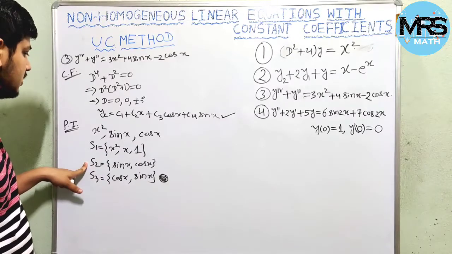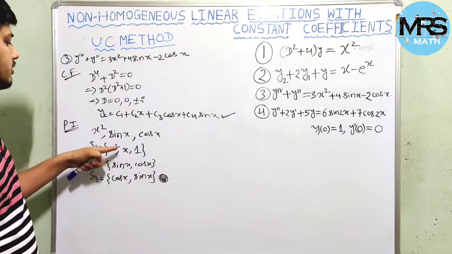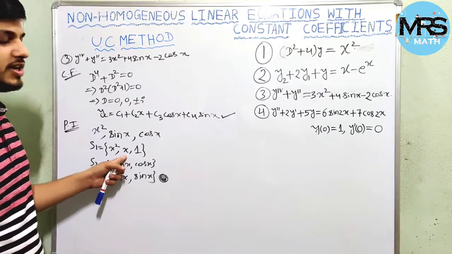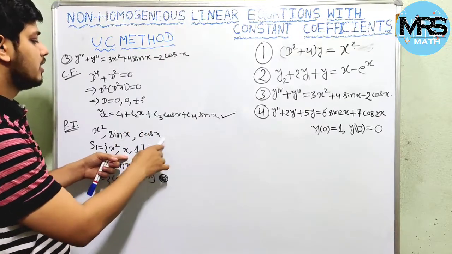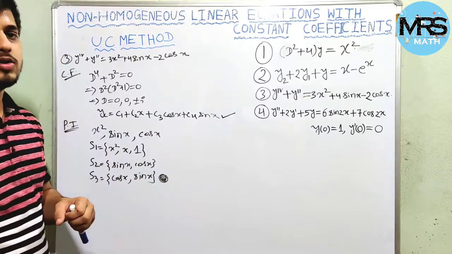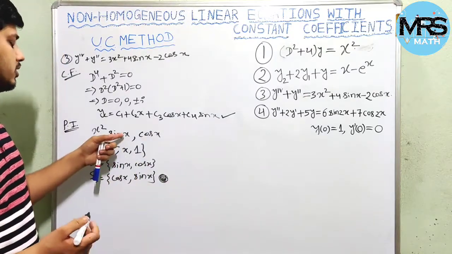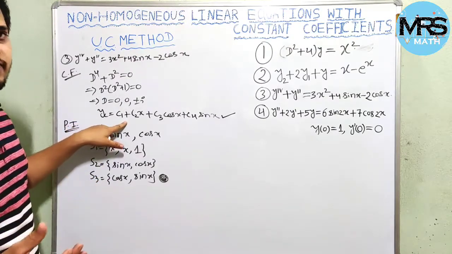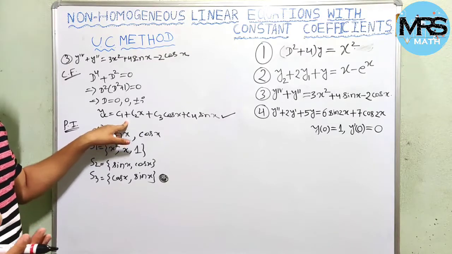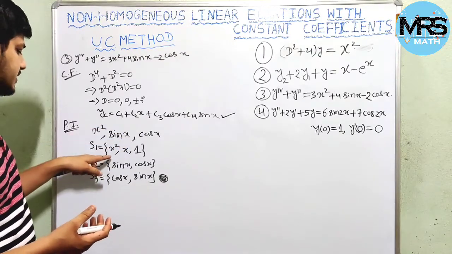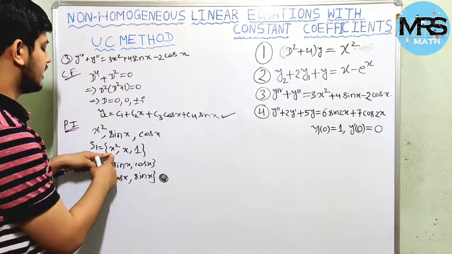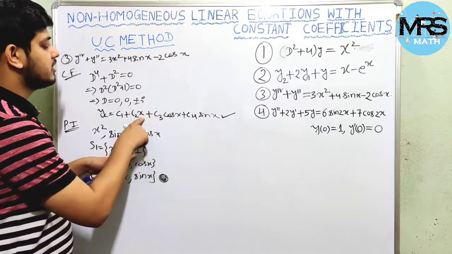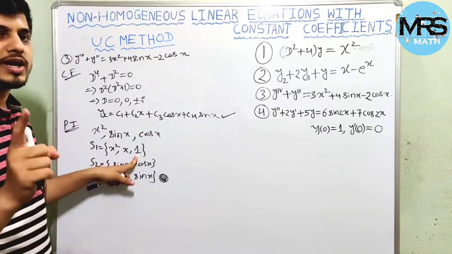After that, you can see the members present in the complementary function are also present in the UC set, because x is there, cos x is there, sin x is there. So what can we do to overcome this problem? We have to multiply with integral powers of x. If you multiply with x, then you get x³, x², and 1 into x is x. So it is again appearing in the complementary function. So we cannot multiply by x.